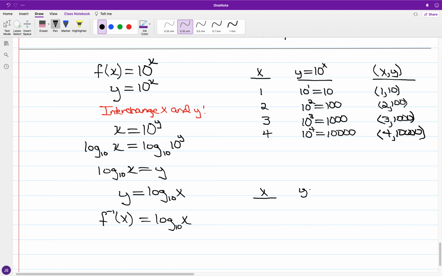Now let's say that I have y is equal to the base 10 logarithm of x. Now this feature is going to be in your calculator. If you have a scientific calculator, it's going to have the appearance of log, just a standalone log. That's in reference to a base 10 logarithm.